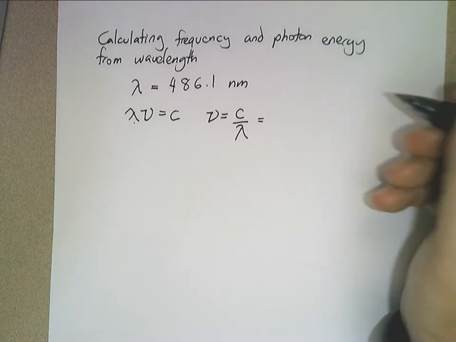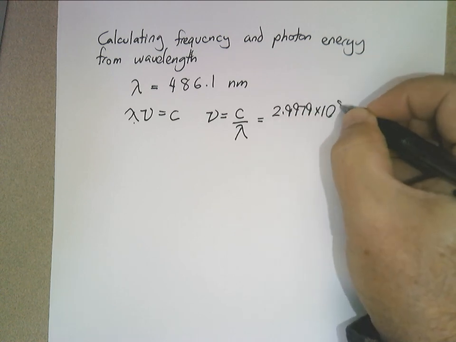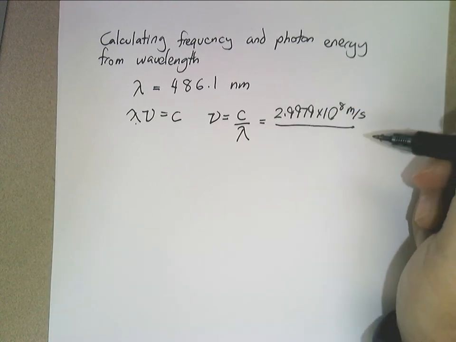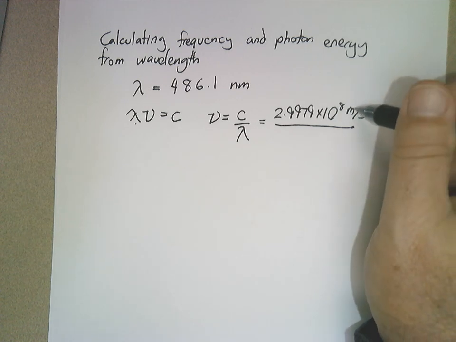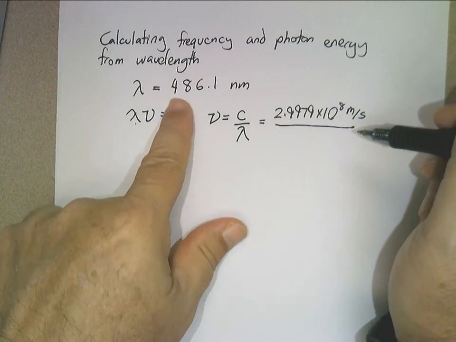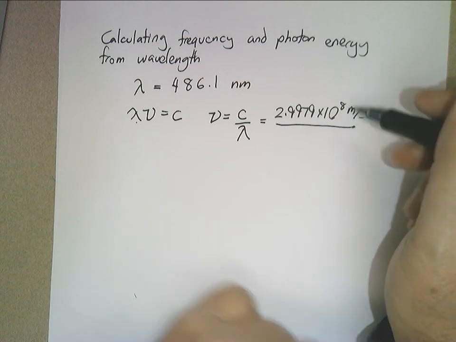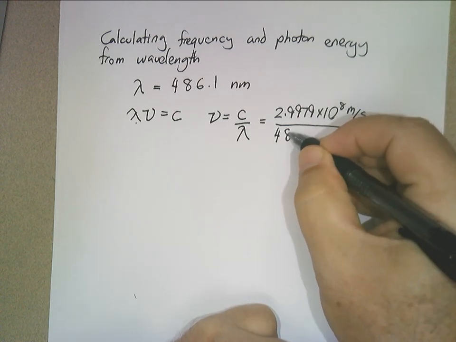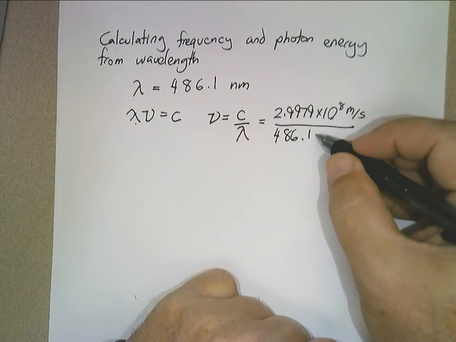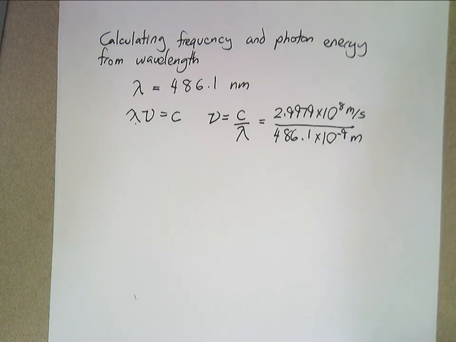Okay, let's put in the numbers. The speed of light is a constant that I can just look up. The wavelength is going to have to be in meters because the speed is in meters. You've got to have the units consistent. So I can't just put 486.1 nanometers down here and expect it to work. I have to put the wavelength in meters. Now that's very easy to do because you know that nano means times 10 to the minus 9. So that's the setup for it.